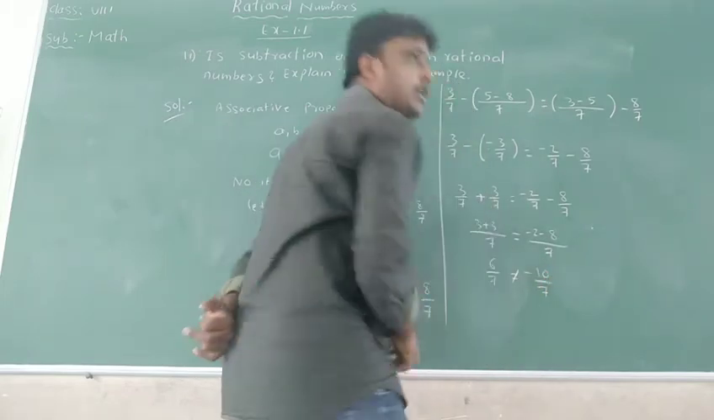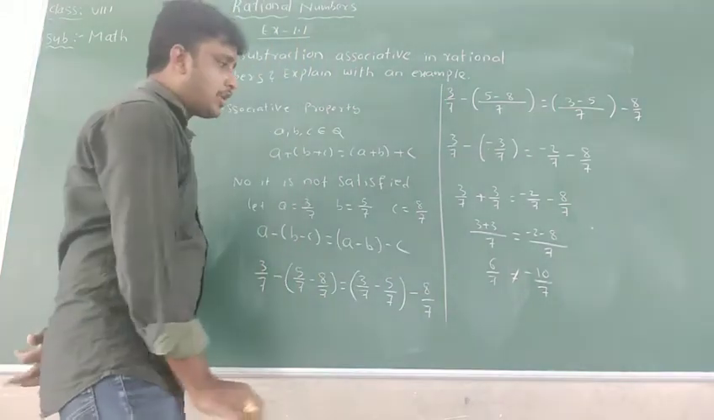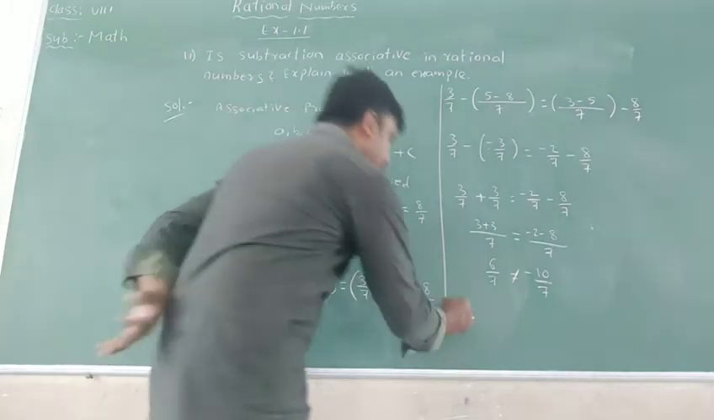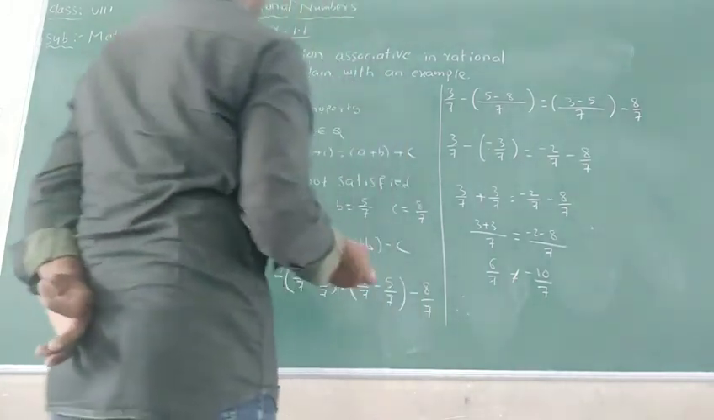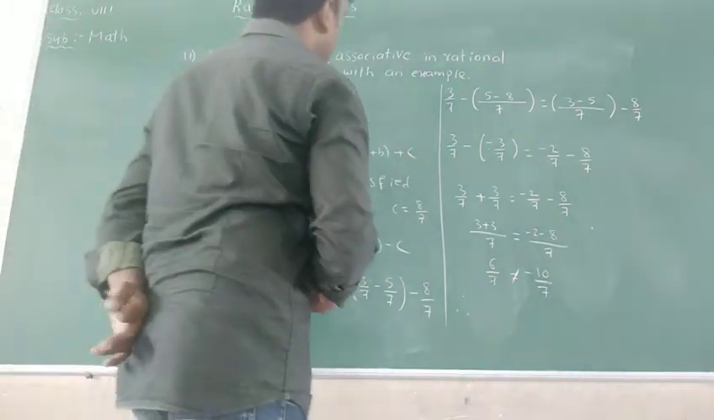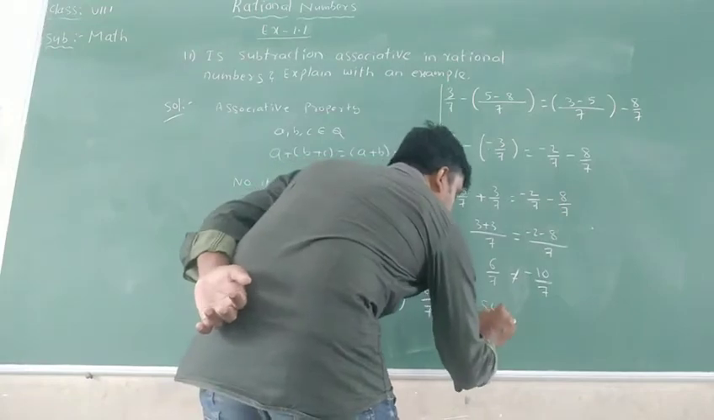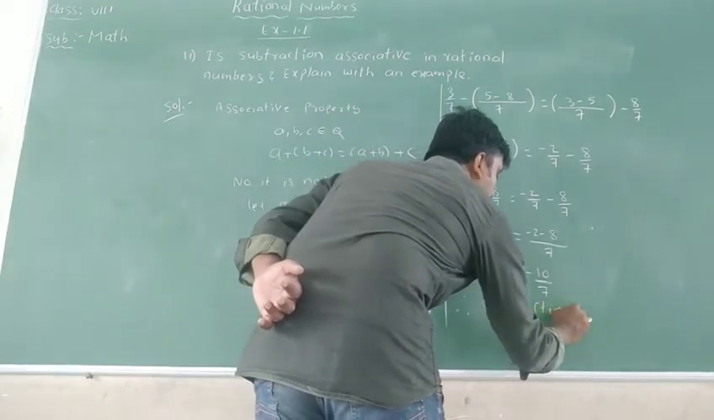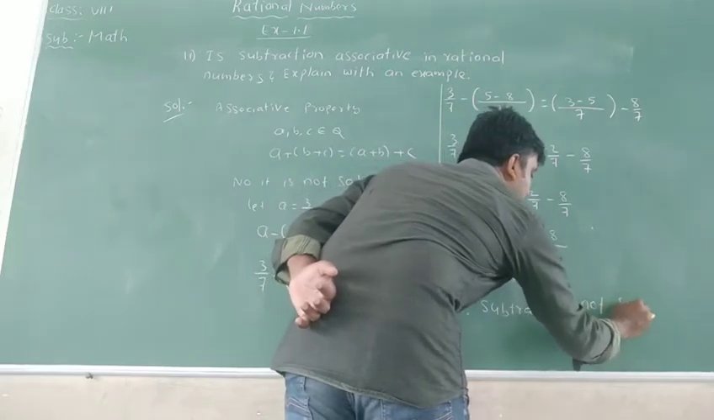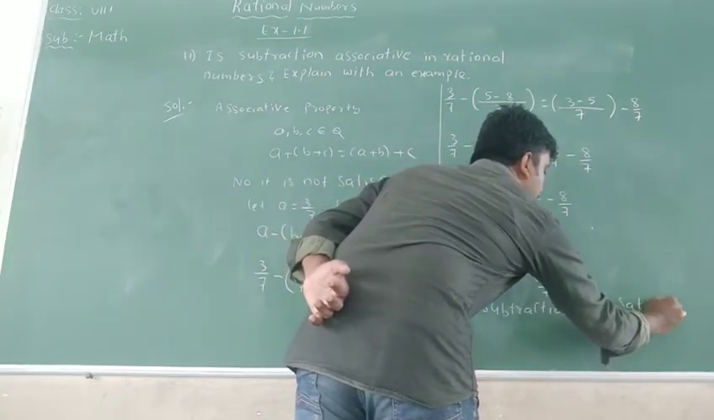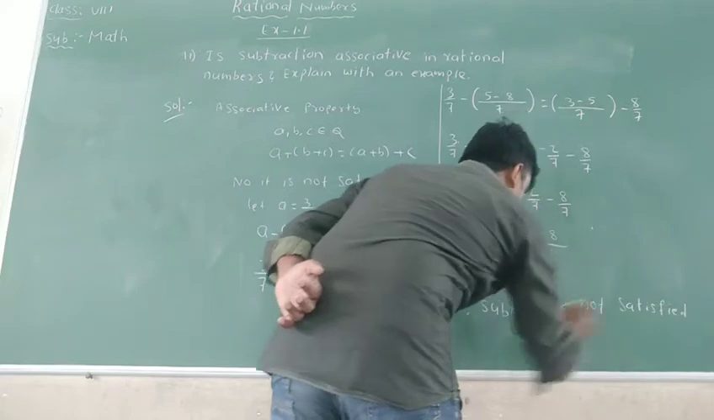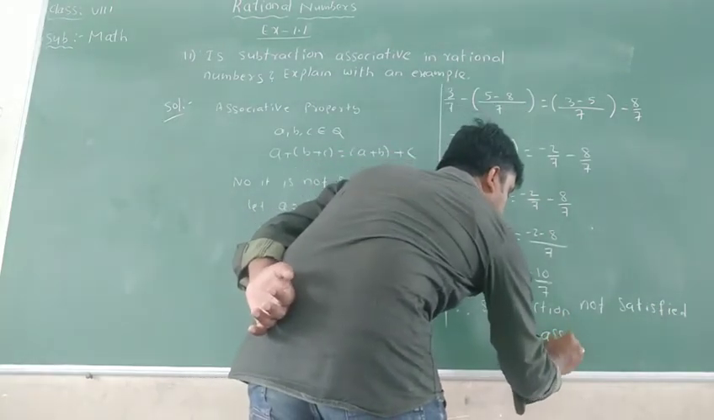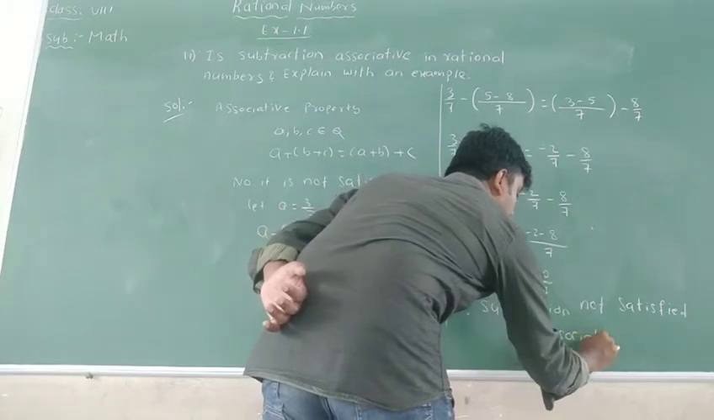So 6/7 is not equal to minus 10/7. These two are not equal. Therefore, our conclusion is that it is not satisfied. So subtraction is not associative. Not satisfied in the associative property.